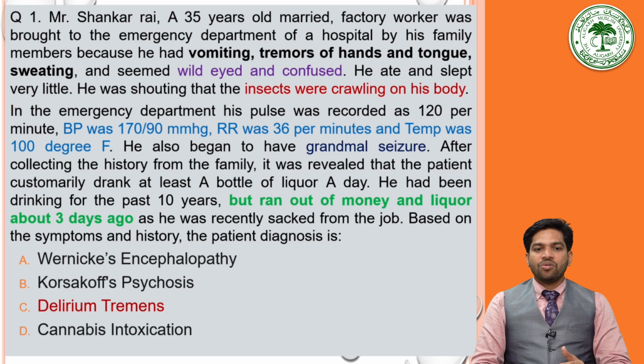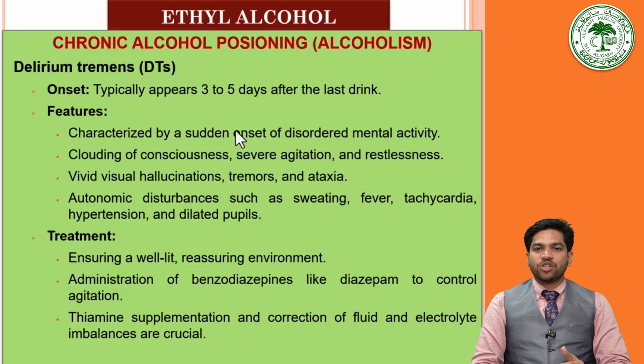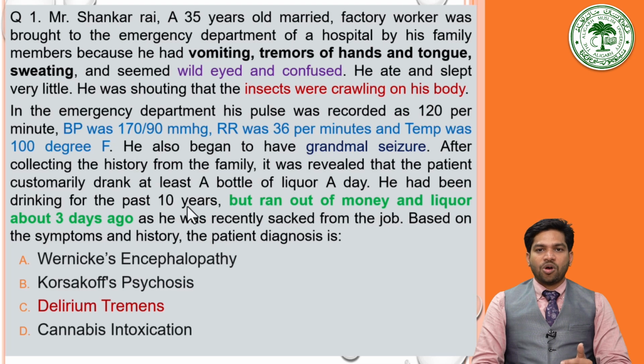You can very well now recognize that this is a case of delirium tremens, that is sudden onset of disordered mental activity, confusion, clouding of consciousness, severe agitation, restlessness, vivid visual hallucination, tremors, ataxia, autonomic disturbances, sweating, fever, tachycardia, hypertension, dilated pupils. All the symptoms were present in this patient. So the diagnosis of this patient is delirium tremens.